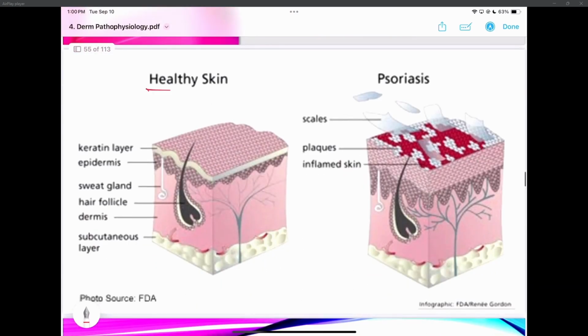So this is your healthy, this is your psoriasis. Again, look at it. It's only affecting the epidermis, right? Just that top layer is what's affected with psoriasis. Silvery scales, they fall off. You can peel these off, you'll test them. And you go through more detail with this when you get to derm.